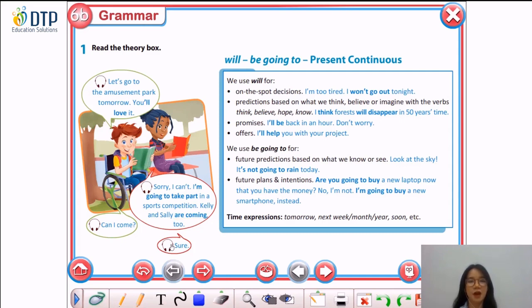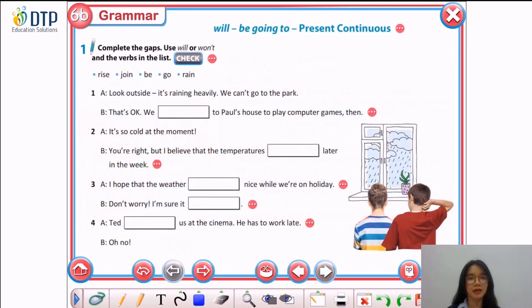Okay everyone, we have reviewed will and be going to. We also knew what's the difference in the use of these structures. Now let's start doing the exercises. Let's begin today's exercises. The first exercise asks you to complete the gaps. Use will or won't and the verbs in the list.